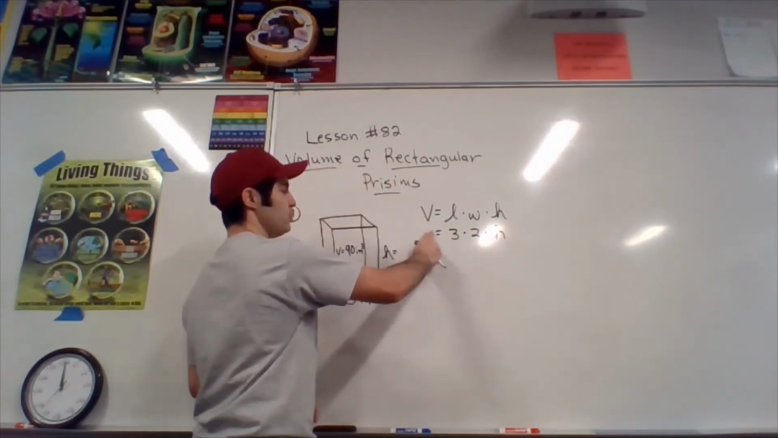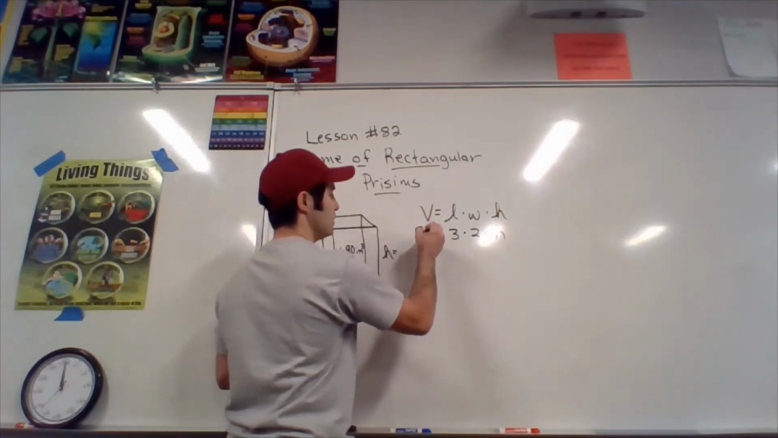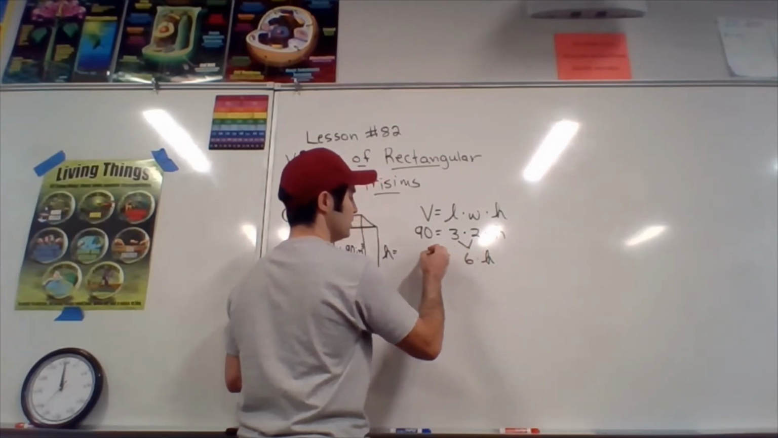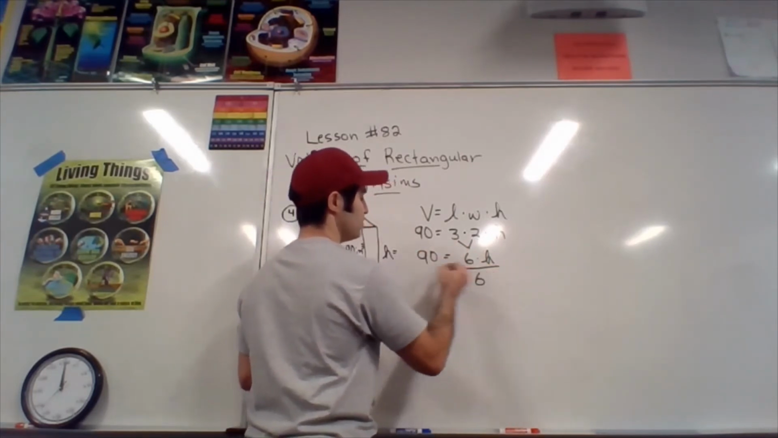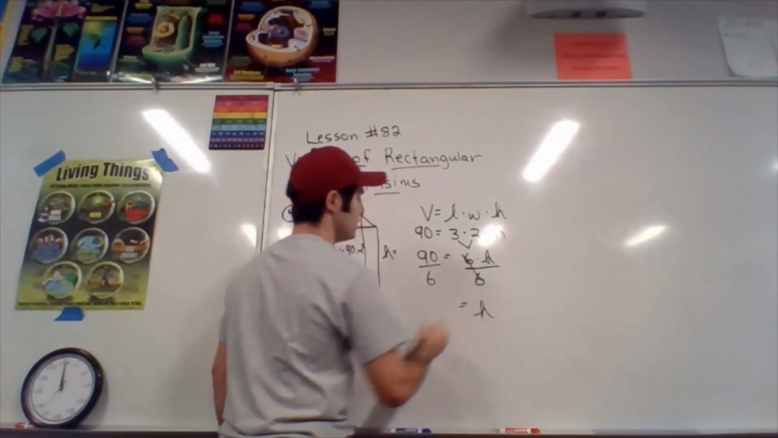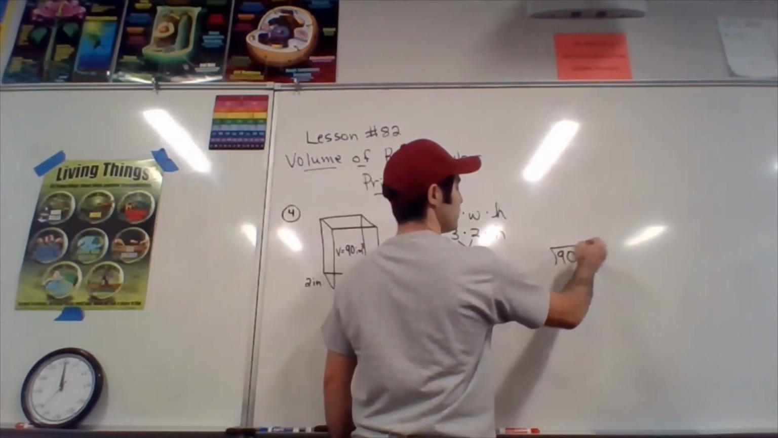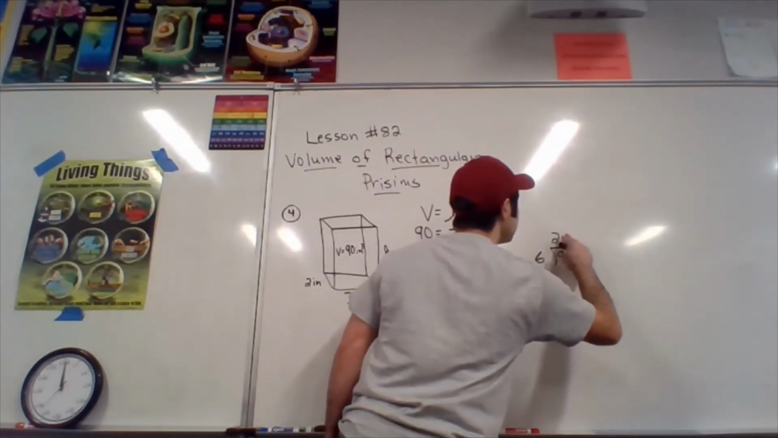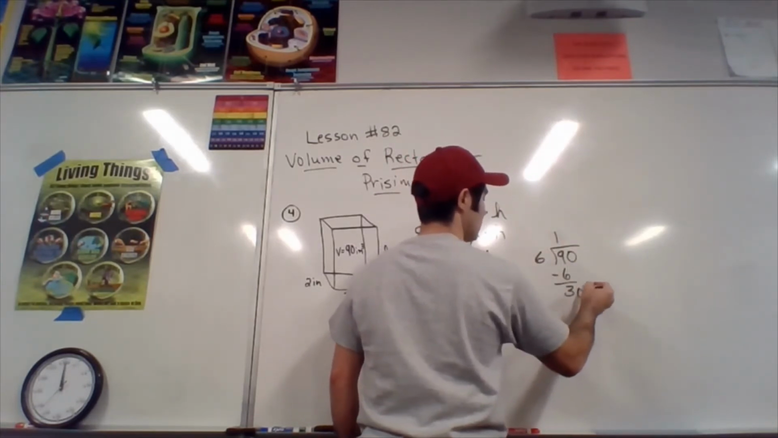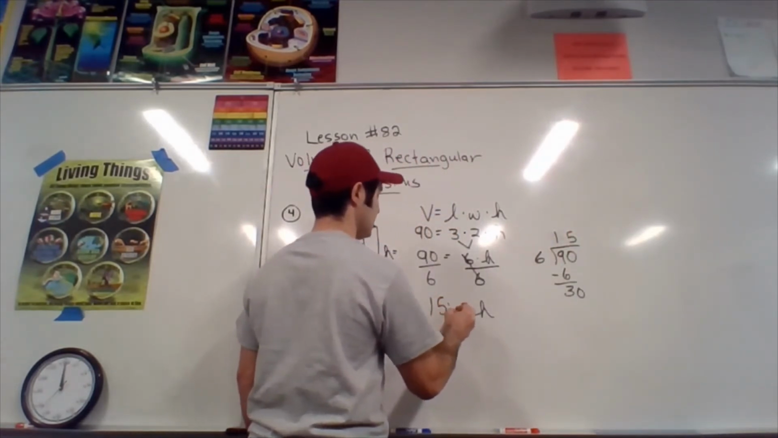Well, actually we know volume, so we don't have to put a variable there because we know that volume is equal to 90. Okay? 3 times 2 is going to be 6 times h equals 90. Divide both sides by 6. 6 cancels out, so you're going to have your height is equal to 90 divided by 6. Don't be afraid to do scratch work. So your height is going to be 15 inches.